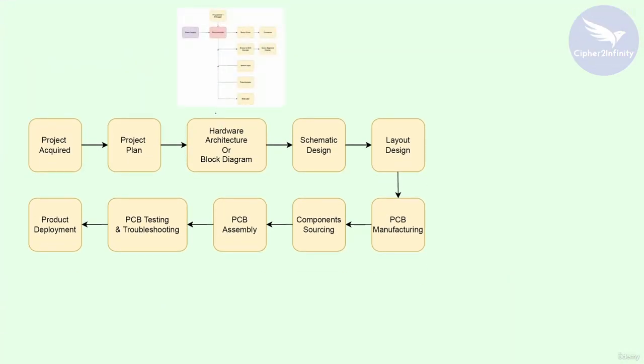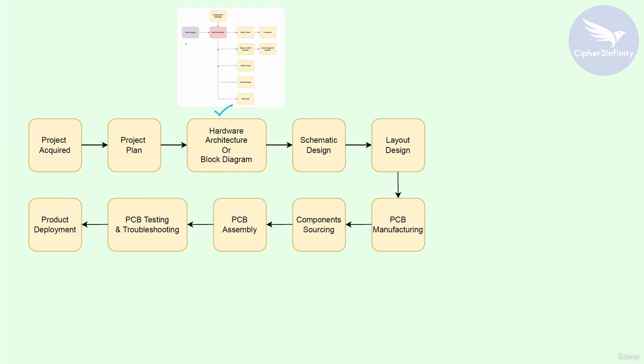After that, the next phase is hardware architecture or block diagram. Starting from this phase, the rest of the phases will be handled by the hardware design engineer. Based on the inputs provided by the client, or the specifications which the client wants to incorporate in the product, it's the responsibility of the hardware design engineer to create a block diagram for the product. He is going to decide what the different blocks will be in that particular product whose PCB the hardware design engineer is going to design.